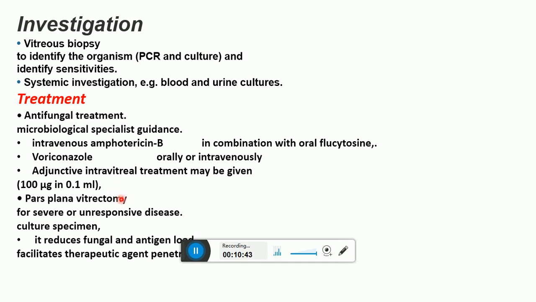Pars plana vitrectomy should be considered at an early stage, especially for severe or unresponsive disease, as well as providing a substantial culture specimen. It reduces fungal and antigen load, facilitates therapeutic agent penetration, and clears the ocular media.